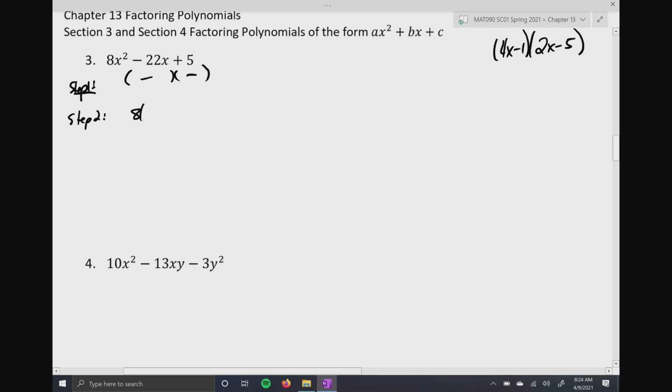Step 2. We're going to take 8 times 5, which is 40. We're going to write out the factors. 1 and 40. 2 and 20. I know 3 doesn't work. 4 and 10. 5 and 8. And I think that's it. So now I know they're both negative, and they both have to combine to give me negative 22. It's going to happen right here.